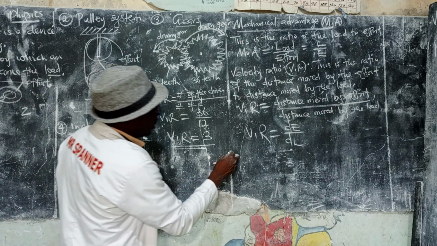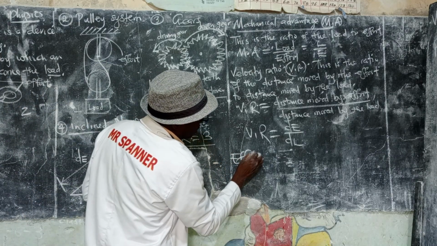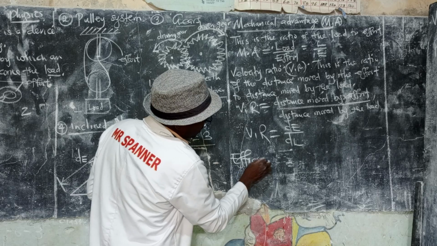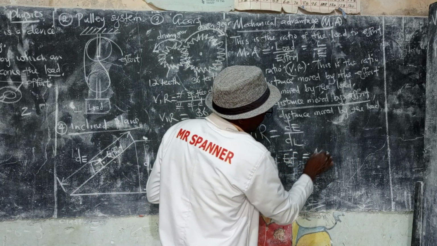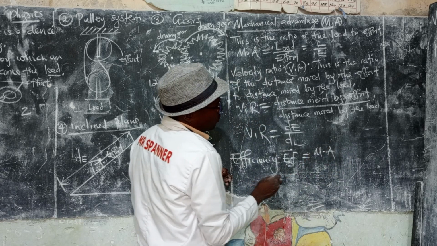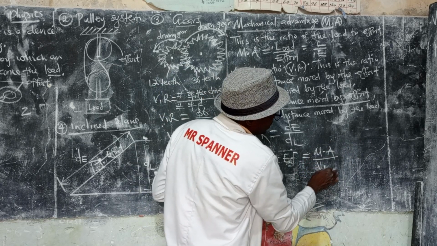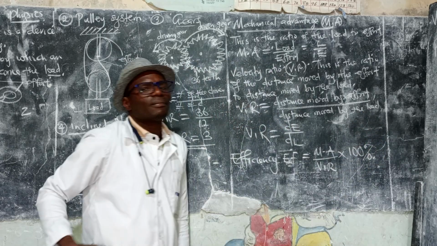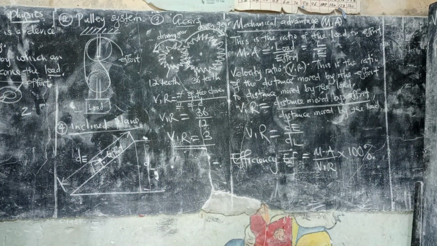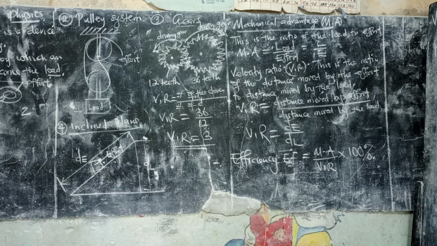Then the last one is what we call efficiency. So for efficiency, EF is equal to the mechanical advantage over the velocity ratio, expressed as a percentage. A question will come where you'll be told, can you find the efficiency of a certain machine? A question comes like that. So I'll give you a question, so that you see how questions come.